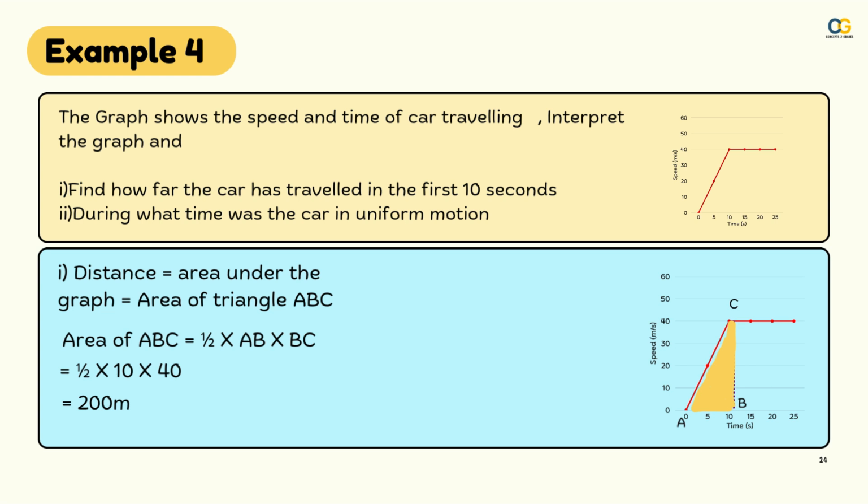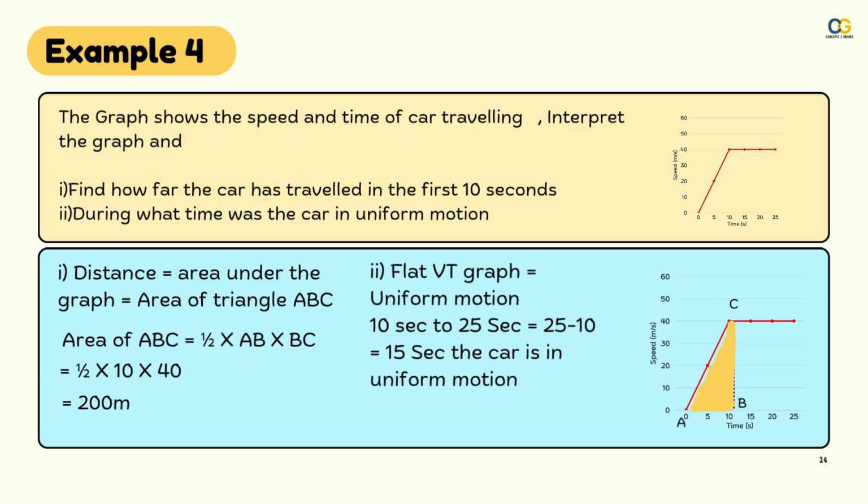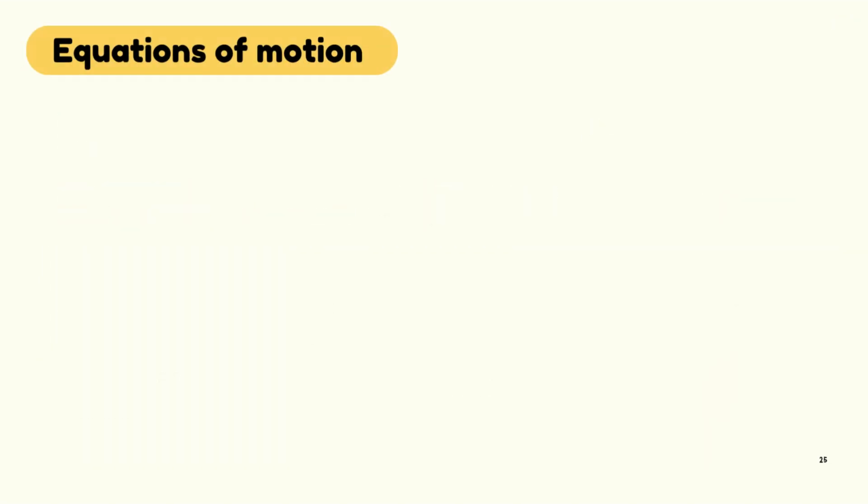The uniform motion occurs in a VT graph when the graph is a flat line. So the flat line occurs from 10 to 25 seconds where the car is in uniform motion. This is how we interpret the VT graph. Let us learn the equations of motion.